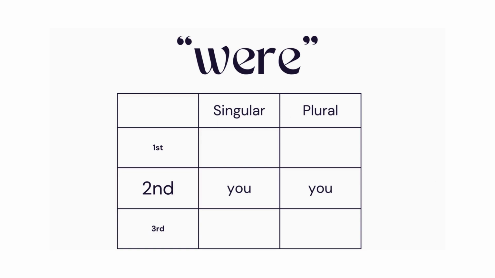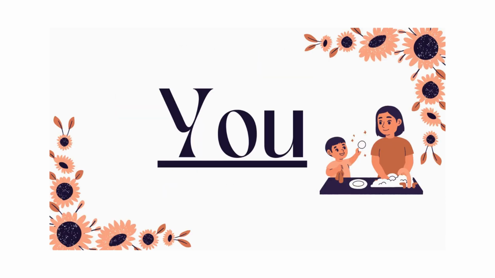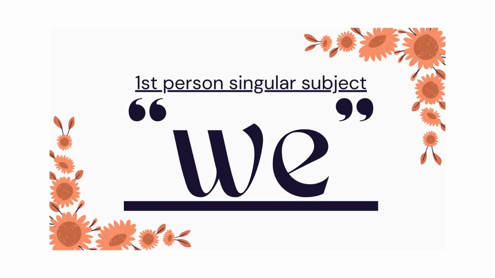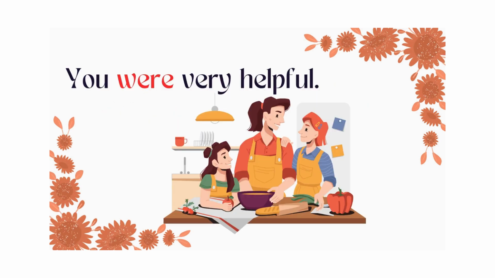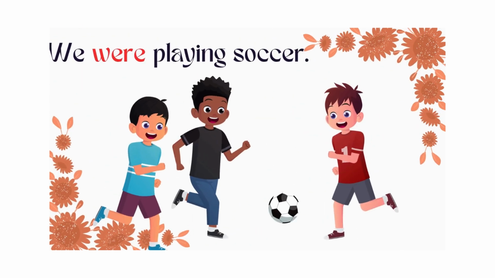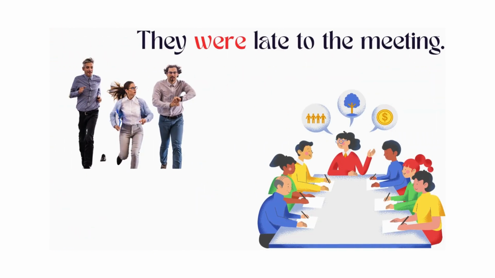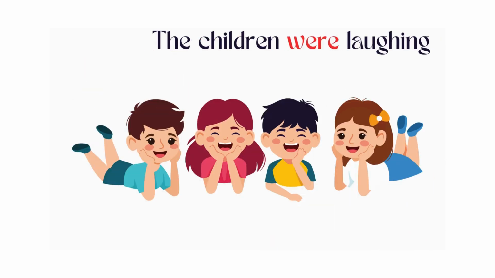And were is used with second person singular and plural subjects, you, first person plural subjects, we, third person plural subjects, they, and some other plural nouns. Examples: you were very helpful. We were playing soccer. They were late to the meeting. The children were laughing.